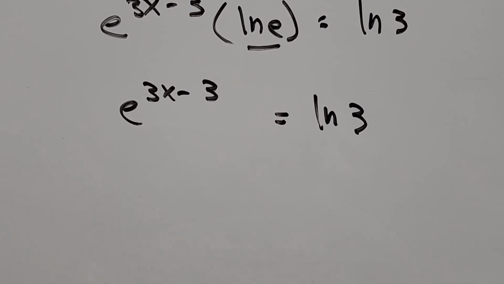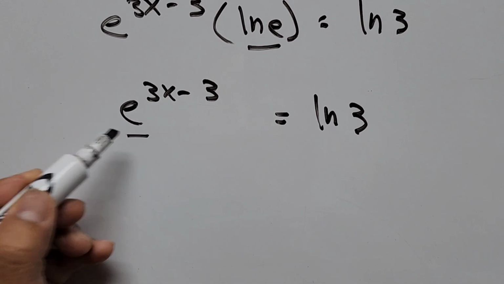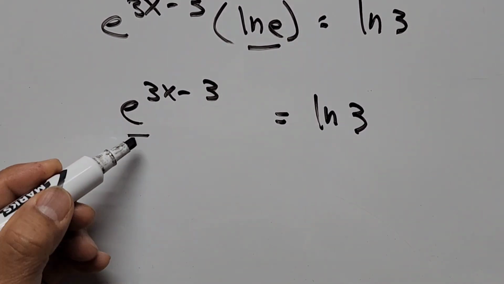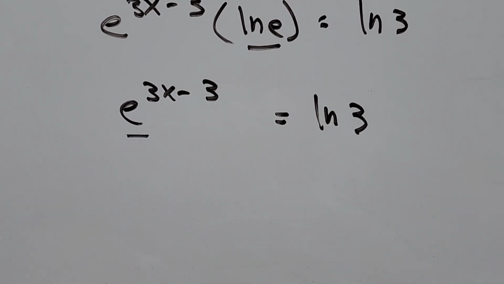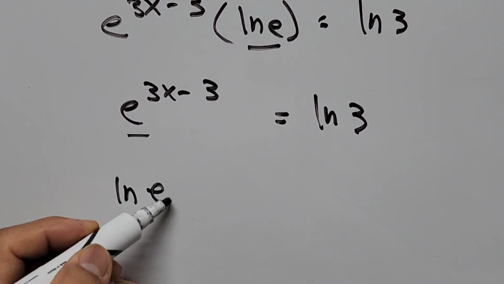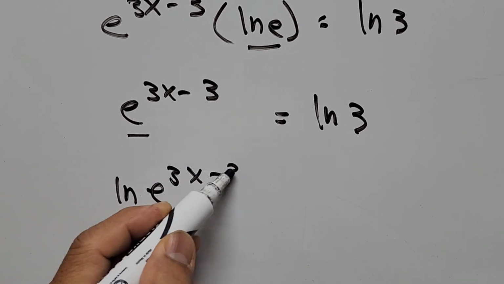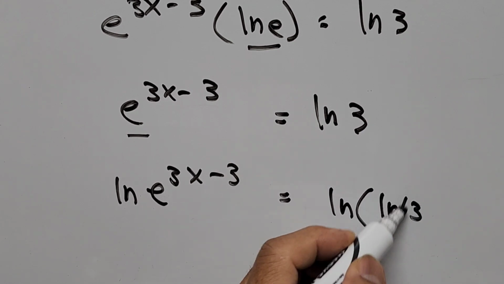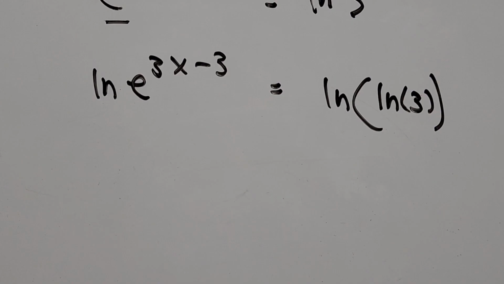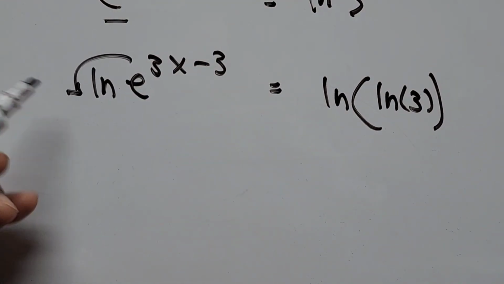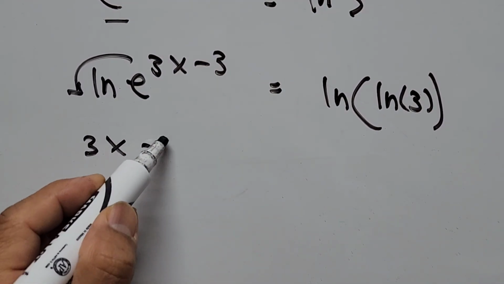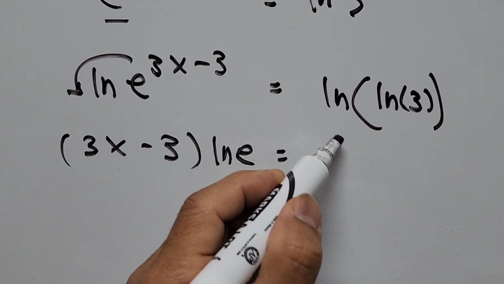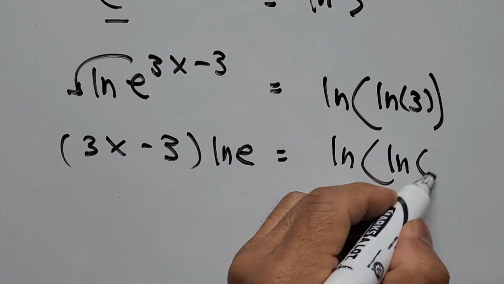And here, if you notice, we still have the base e on the left hand side. So we're taking natural logarithm on both sides again. We take natural logarithm of e to the power of 3x minus 3 equals natural logarithm of natural logarithm of 3. We're taking down the exponent one more time. So this is now 3x minus 3 times natural logarithm of e equals natural logarithm of the natural logarithm of 3.